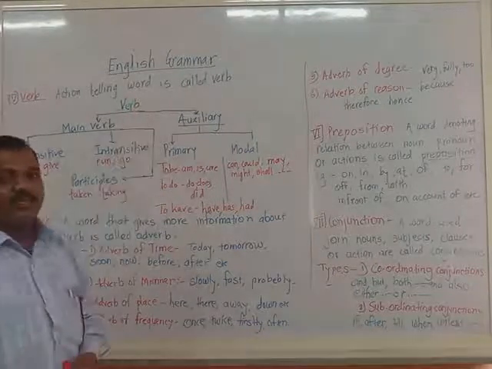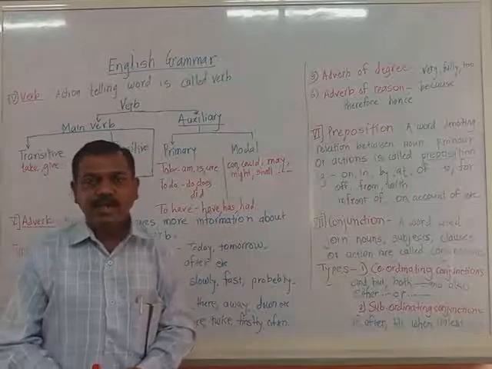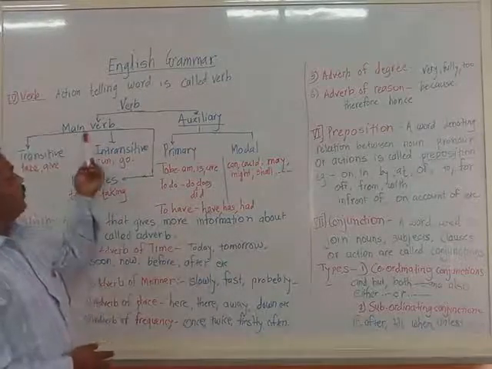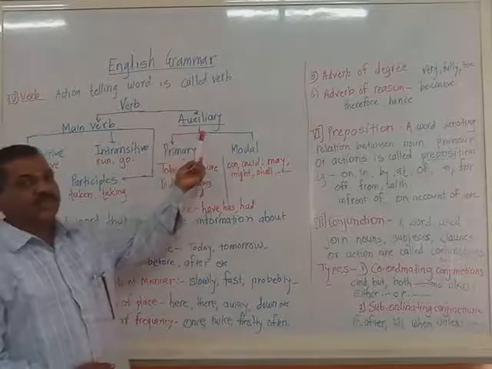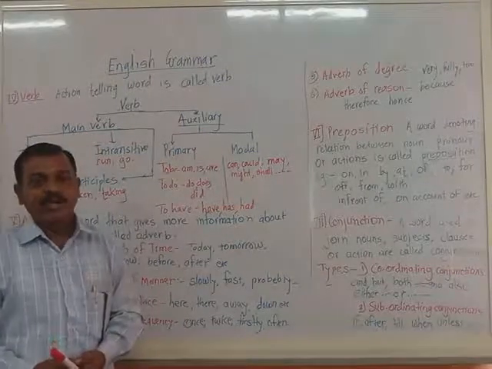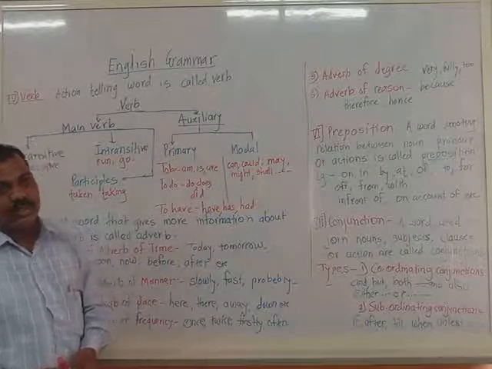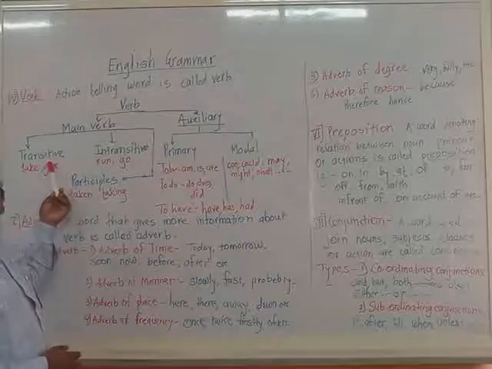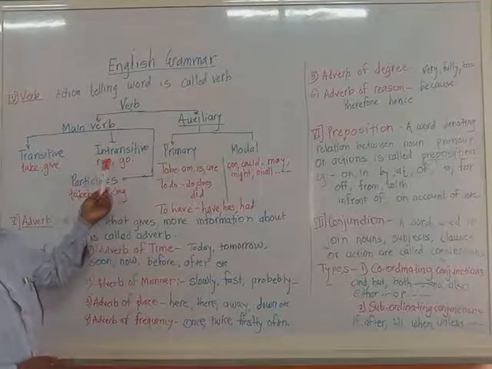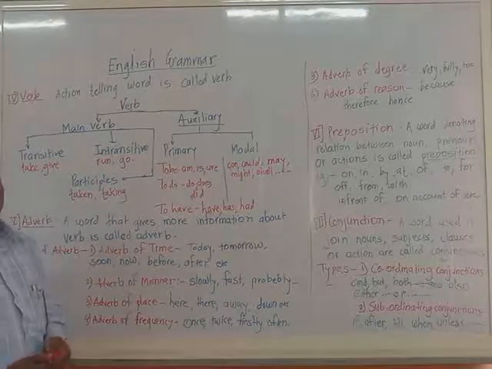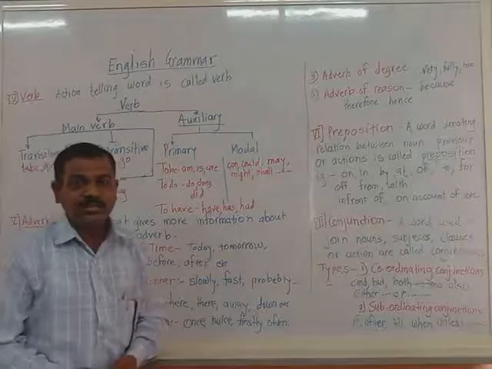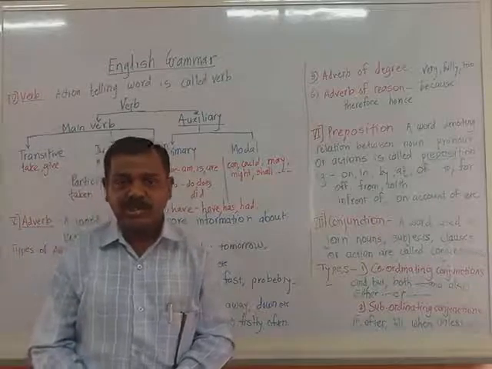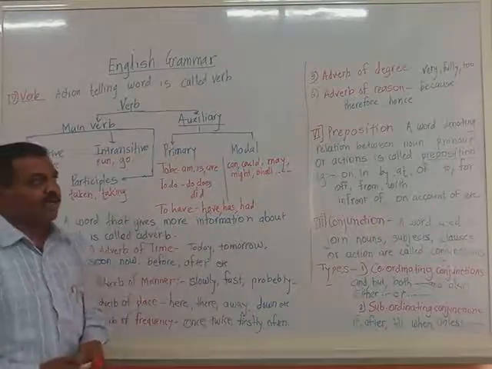Now, how many types of verbs are there? There are generally two main types of verbs. The first one is the main verb and the second type is the auxiliary. Again, the main verb is divided into three categories, that is transitive verb, intransitive verb, and participles. So the main verbs are classified into three types: transitive, intransitive, and participles.